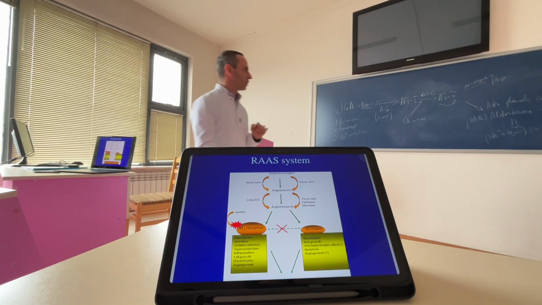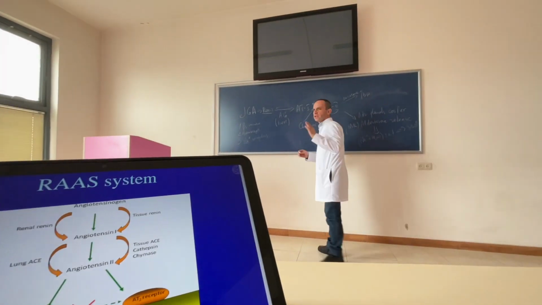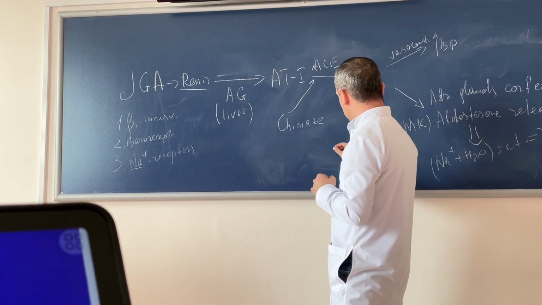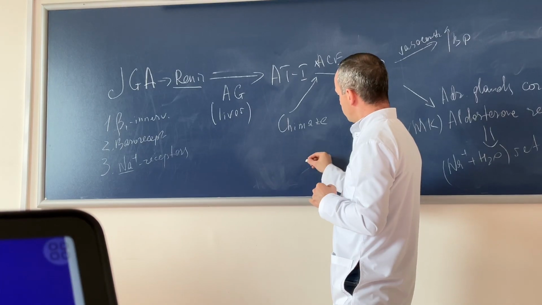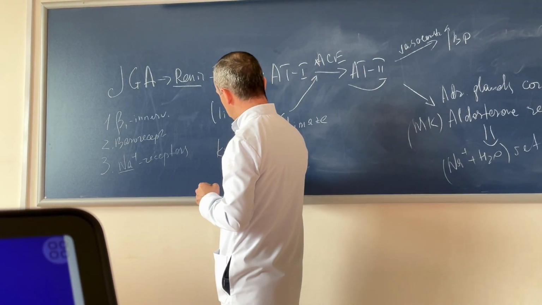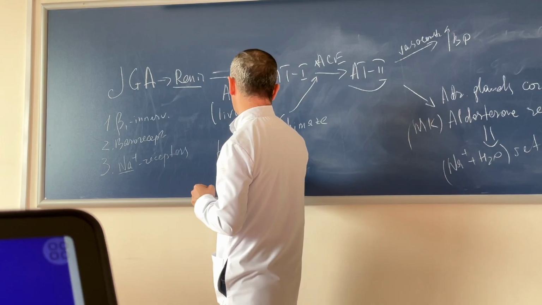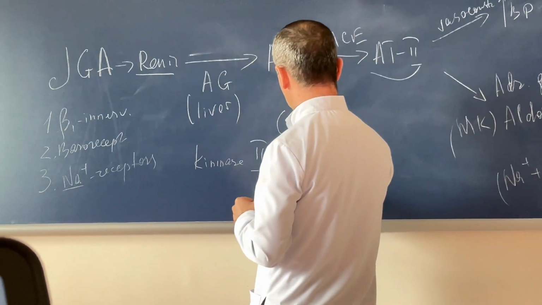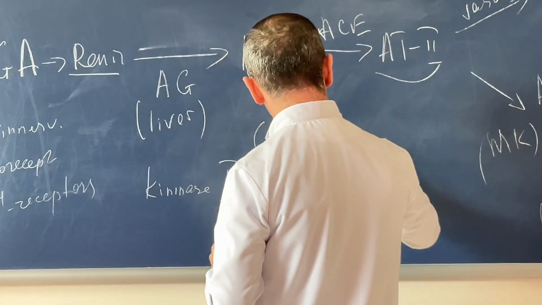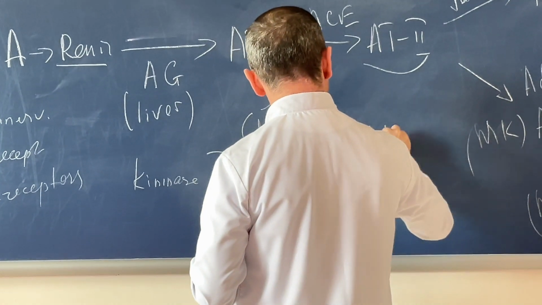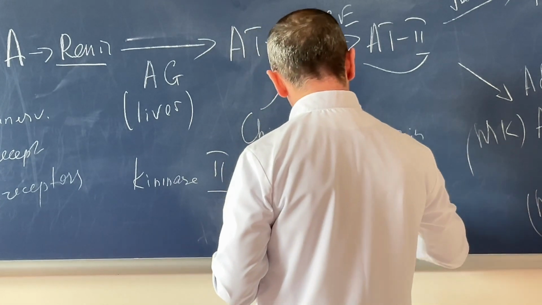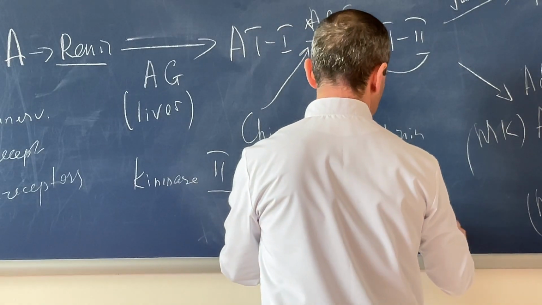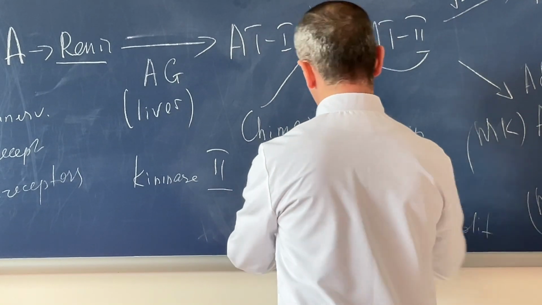Here it's not shown, but we also have the kallikrein system. It's another system, and there is an enzyme called kinase 2, kinase second, which acts on bradykinin and makes inactive metabolites. So the one inactivating bradykinin is kinase 2.